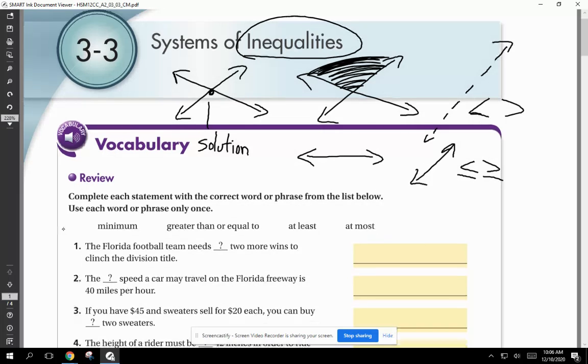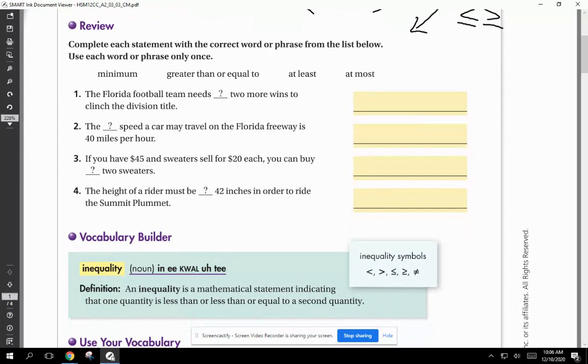So let's look at these and go through vocabulary. This will help explain it all for you. Number one, the Florida football team needs, right? And these are just words that you need to know. We have the word minimum, greater than or equal to, at least, and at most. And these are a little difficult. So the Florida football team needs at least 2 more wins to clinch the division title.